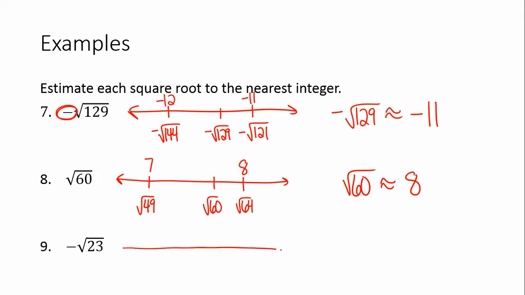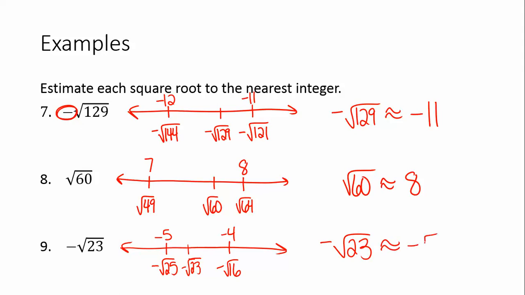And let's try number 9. Number 9 is a little bit smaller, but we have the negative square root of 23. And hopefully you're thinking right now that 23 is very close to the square root of 25. So we have the negative square root of 25, which is negative 5. That's less than that. And then above that, we have negative square root of 16, which is negative 4. And which one is it closer to? Well, the negative square root of 23 is closer to the negative square root of 25. So if we were to estimate the negative square root of 23, we would say it's about equal to negative 5.